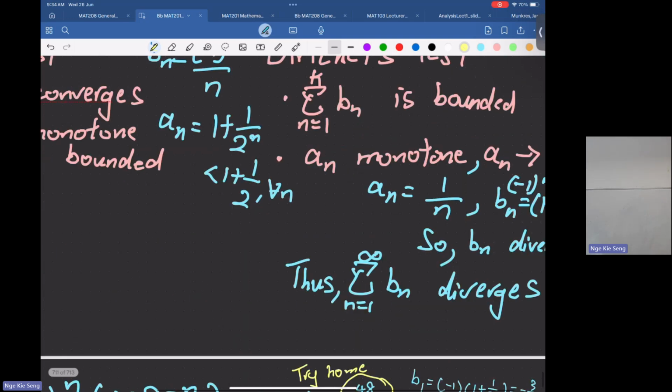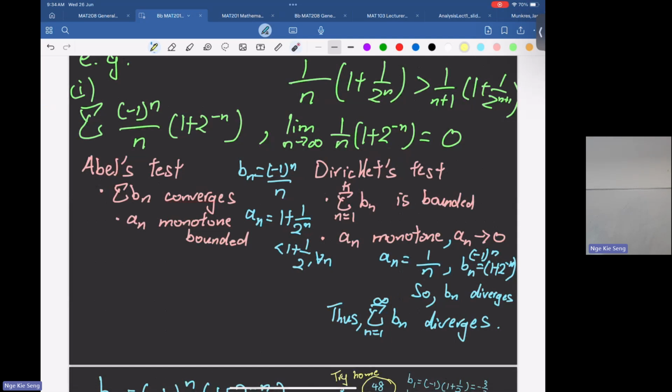But what I want to say is, even if you can use Dirichlet test, you cannot use the same AN and BN from Abel's test to satisfy the Dirichlet test property. This is what I want to say from this example. Does it make sense? Okay, if you try to put this minus 1 to the power n back to AN, it wouldn't work, right? Because AN is no longer monotone now. So we play around with this monotone and convergence to zero property here. Does it make sense?